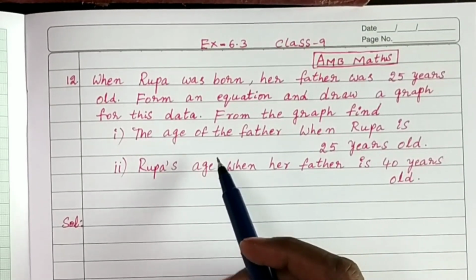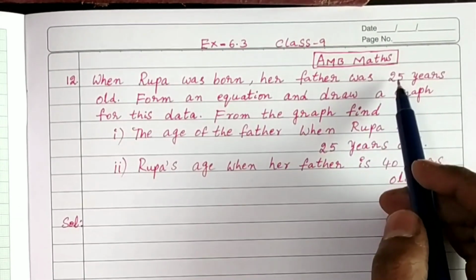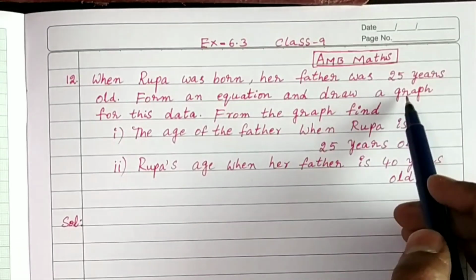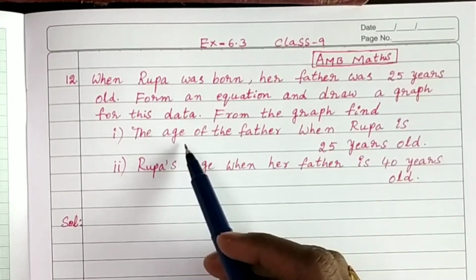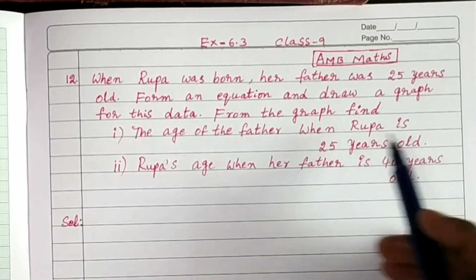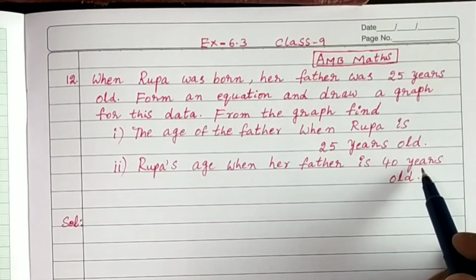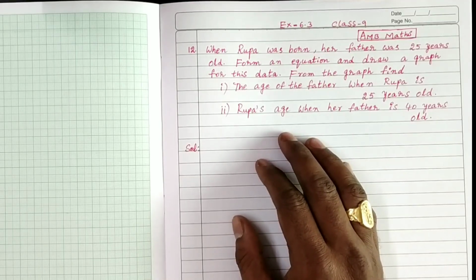The problem is, when Rupa was born, her father was 25 years old. Form an equation and draw a graph for this data. From the graph, find the age of the father when Rupa is 25 years old, and Rupa's age when her father is 40 years old. Let us go to the problem.